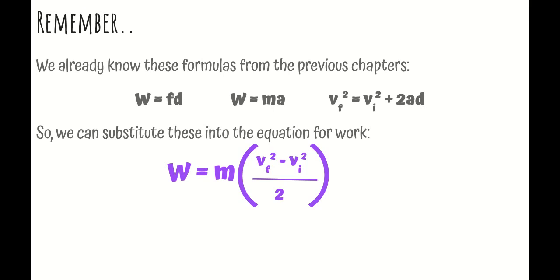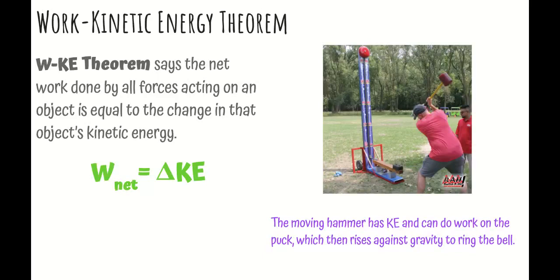So we are going to basically derive our own formula to solve for work based off of what we have. In this case, if you don't know the force or the distance, or if you don't know the acceleration, you can use the final and initial velocities to solve for that instead. The work kinetic energy theorem explains that work and kinetic energy for a system should be equal.